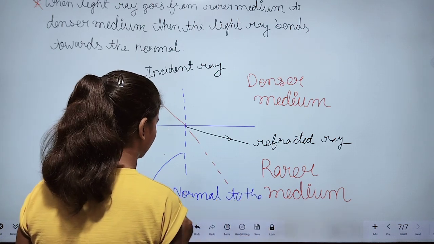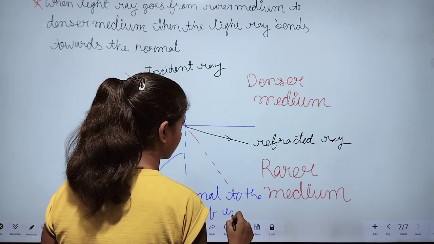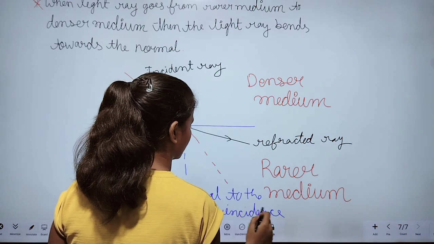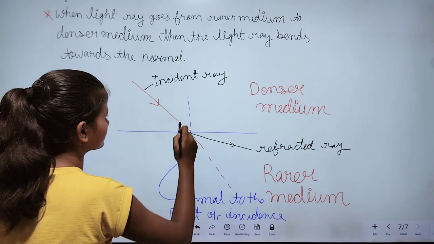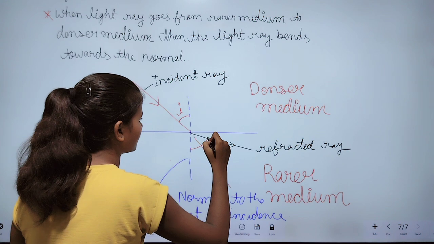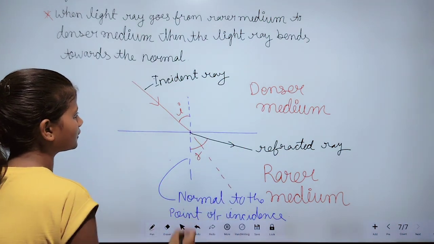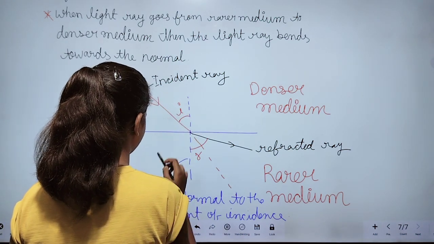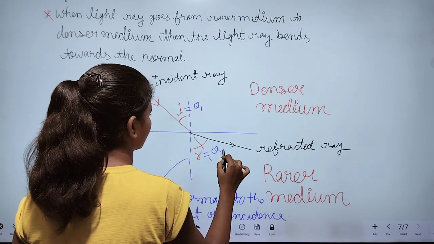Normal to the point of incidence. This angle is the angle of incidence and this angle is our angle of reflection. The angle of incidence is equal to theta 1, and this one is theta 2.